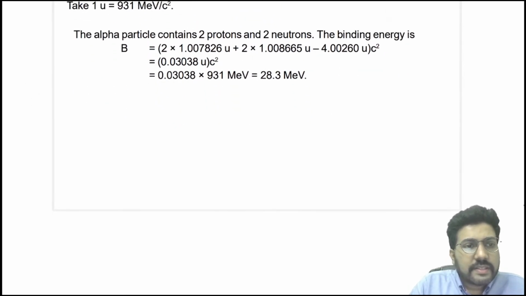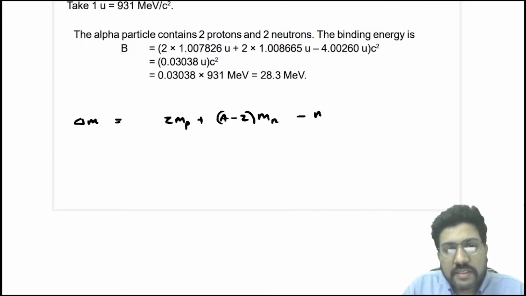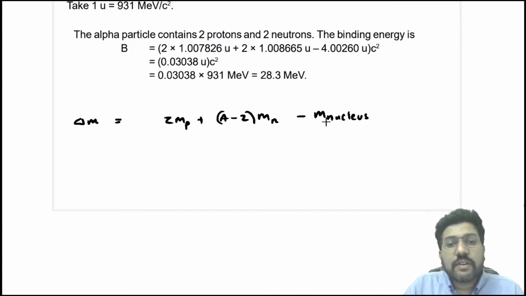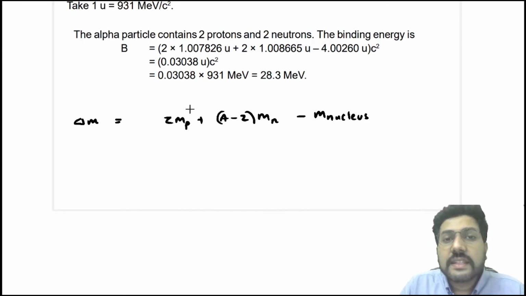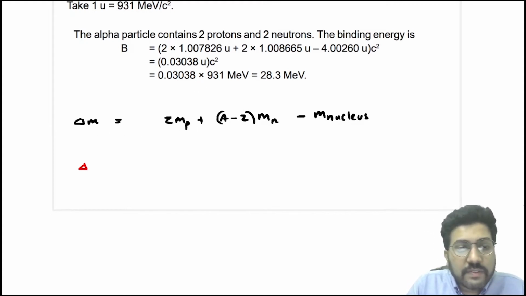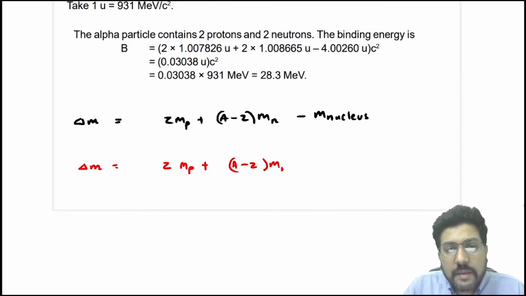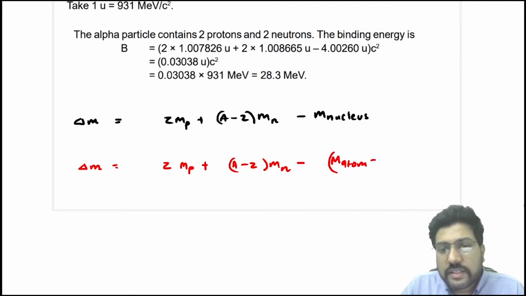This is very important. You can write it in the delta M formula also. Delta M is equal to, we have seen, Z Mp plus (A minus Z) Mn minus the mass of nucleus. But most of the time they will not give you the mass of nucleus, but they will give you the mass of the atom, like in this case. So in that case, delta M is equal to Z into Mp plus (A minus Z) into Mn minus the mass of nucleus, which can be written as mass of atom minus Z into mass of electron.